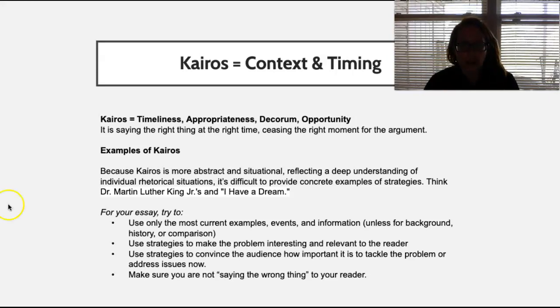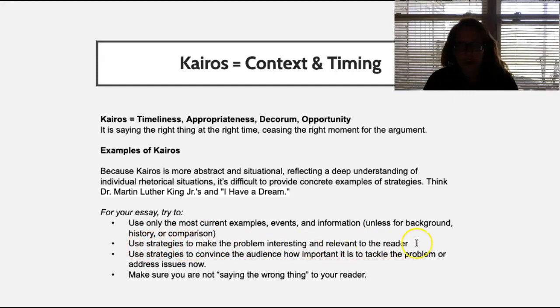You want to think about first using only the most current examples, events, and information. Unless you have one or more background sections that are for history, or you're trying to use history to make a comparison, and that's why you're using past events. You don't want to use outdated information to make a point now, or events that are 20 years old when there are current events happening right now that a reader would expect you to talk about.